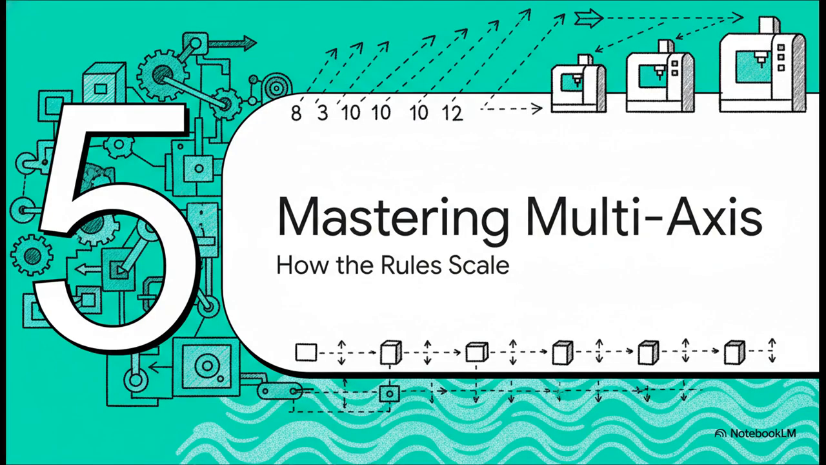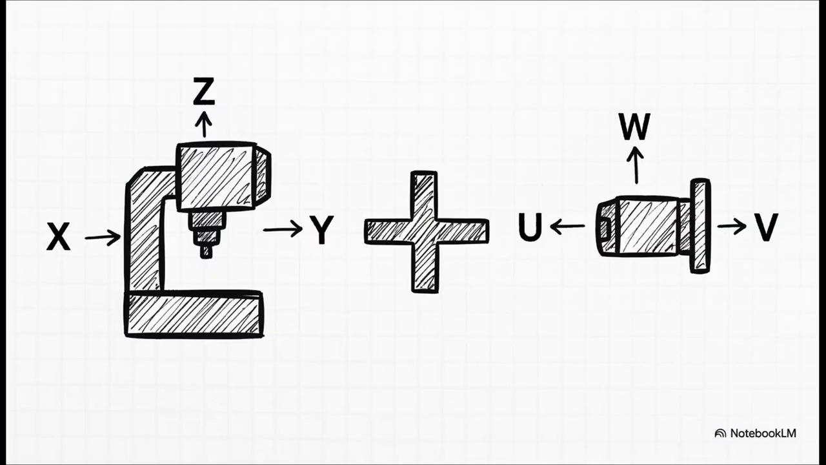Now, 5-axis is pretty complex, I get it, but what about machines with 8, 10, or even 12 axes? It might sound completely impossible, but the amazing thing is, the same basic rules we've just learned still apply. They just get layered on top of each other. So how in the world do you even get 12 axes?